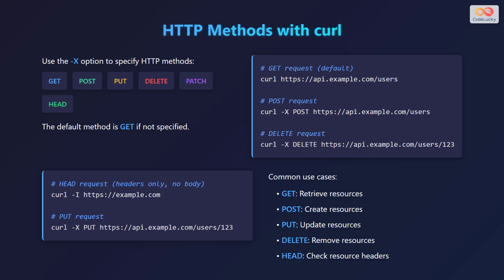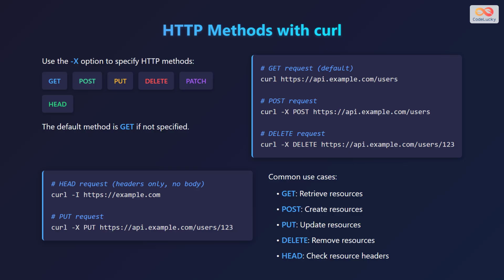You can specify which HTTP method to use with the -X option. Available methods are GET, POST, PUT, DELETE, PATCH, and HEAD. If no method is specified, GET is the default. A GET request is performed by typing curl, followed by the URL.